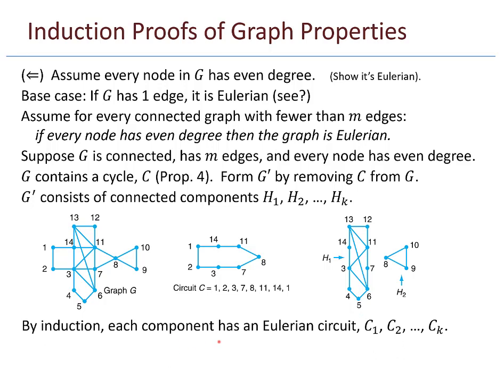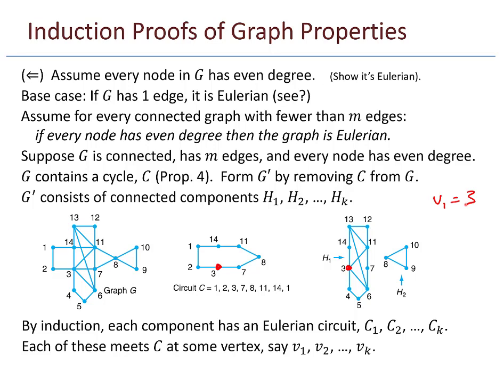By induction, each component has an Eulerian circuit, C1, C2, up through CK. So in this example with H1, there's an Eulerian circuit C1, and H2 has an Eulerian circuit C2. Each of these meets my original cycle C at some vertex, say V1 through Vk. In the example, V1, maybe that's vertex 3. See, 3 is on the cycle, and 3 is on H1. So V1 equals 3. I might have other choices for V1, but that one works.